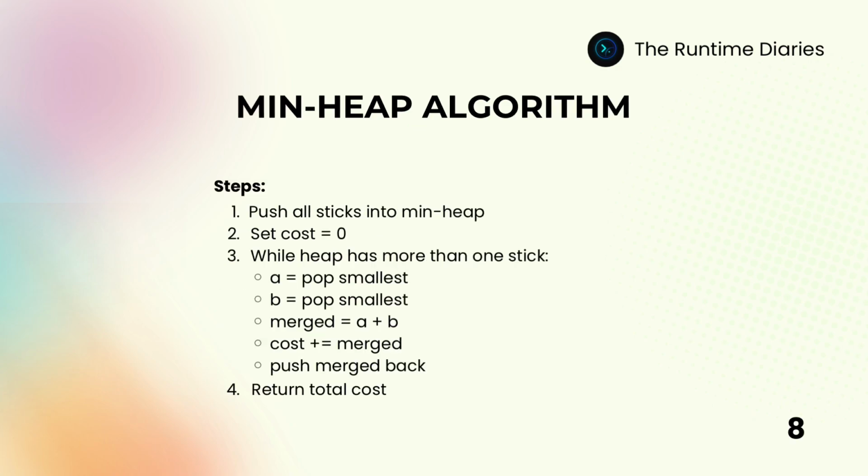Here's the actual process. First, convert the whole stick list into a min-heap. Second, initialize total_cost to 0. Third, while there is more than one stick left, pop the two smallest sticks, merge them, add that cost to the running total, and push the merged stick back into the heap. Fourth, when only one stick remains, we're done. The greedy choice is embedded right inside the heap mechanics.